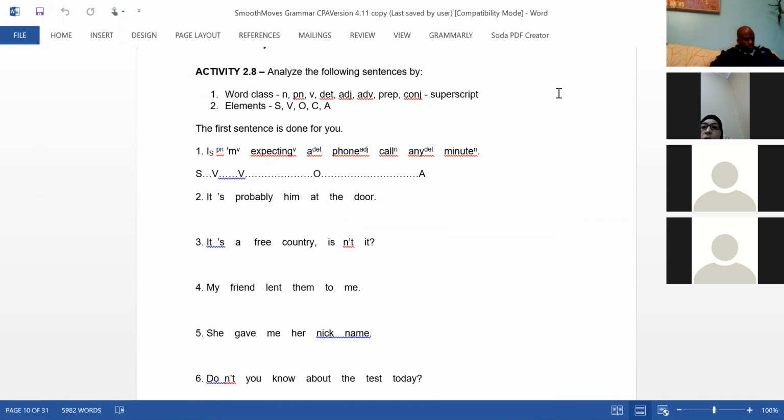Number 2. It is a pronoun, and here it stands as a subject. The apostrophe S is a verb. And probably it's an adverb. But together they are a verb.